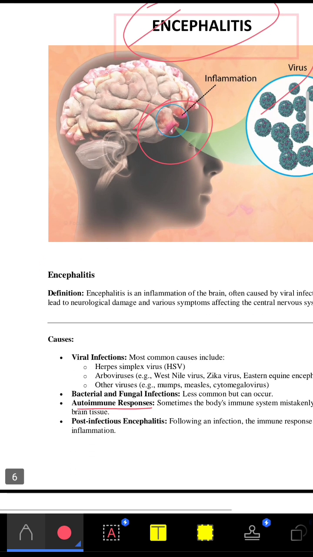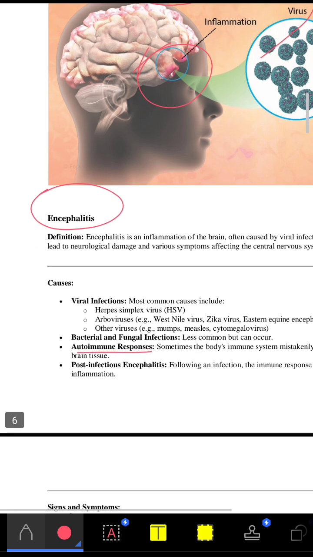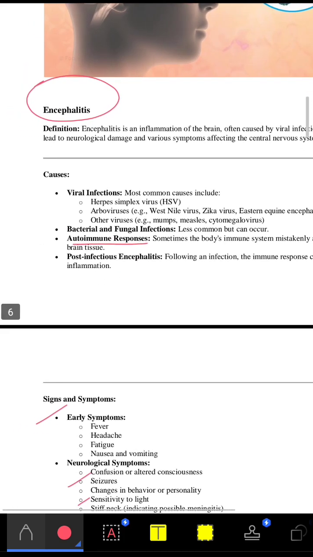So under encephalitis, we will discuss the definition of encephalitis, causes, signs and symptoms, diagnostic evaluations, medical management, nursing management, complications and preventions. Okay, so let's see the definition of encephalitis.